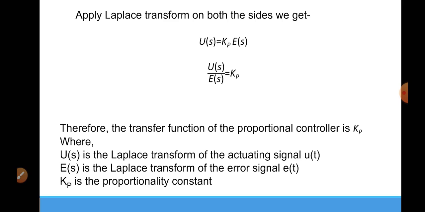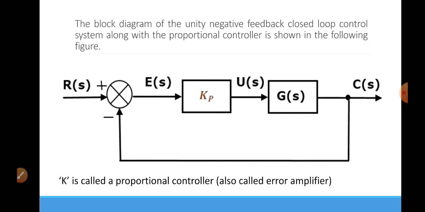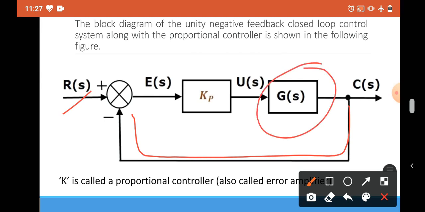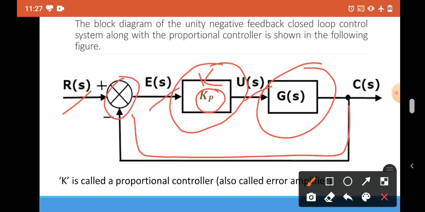Now let us see how the block diagram of a proportional controller looks. Here we have R(s), that is your input signal. This is your feedback, a negative type of feedback. This is your plant, which has gain G(s). Now this is your proportional controller, say this is K, and its gain is given by Kp. As per the previous equation, Kp equals U(s) divided by E(s). This is your error detector.